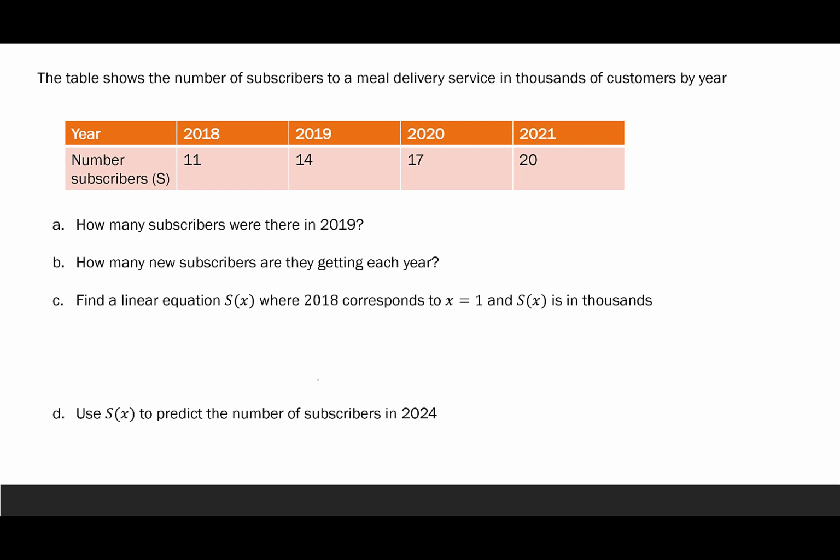So let's start with how many subscribers were there in 2019? Well, using our table, we can see that's 14,000. Make sure to add the thousands when they ask how many. How many new subscribers are there each year? Well, let's look at this. 11 went to 14, went to 17, went to 20. Because I could make these numbers up, I made it very consistent. 11 to 14, there's a difference of 3. 14 to 17, difference of 3. 17 to 20, difference of 3. So how many new subscribers each year? 3,000. So when we ask that bigger question, you throw the zeros in there.